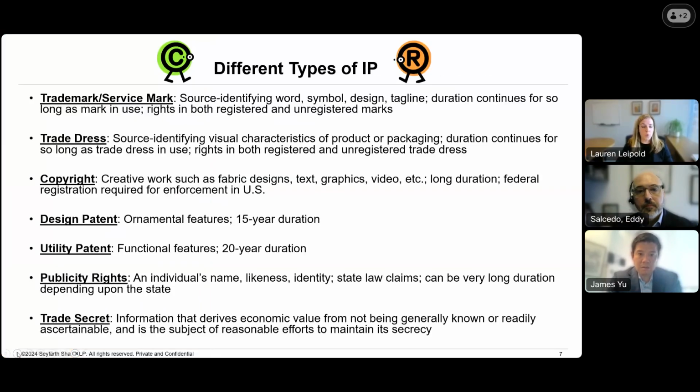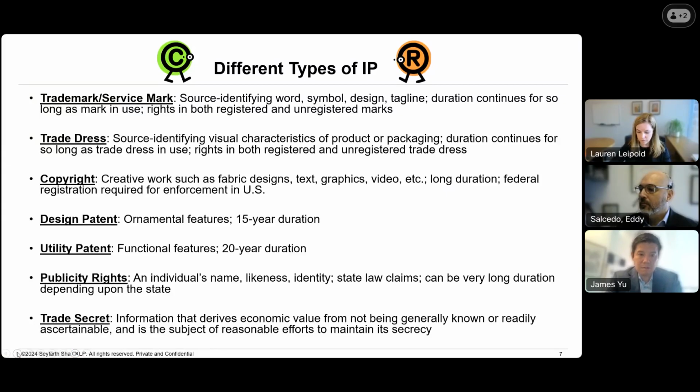So we could spend an entire CLE on each one of the items on this slide, and that's not the point of today, but I do think it's important, before we dive into trade secrets in earnest, to make sure that we're all on the same page in terms of what are the different types of IP, where do those all fit in, and how do those fit into the larger strategic plan.